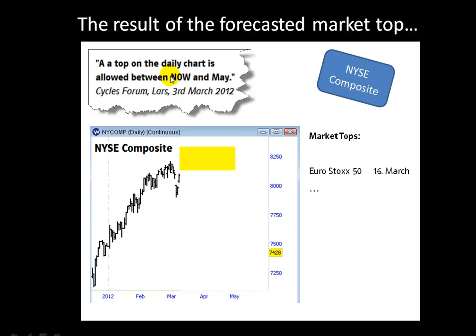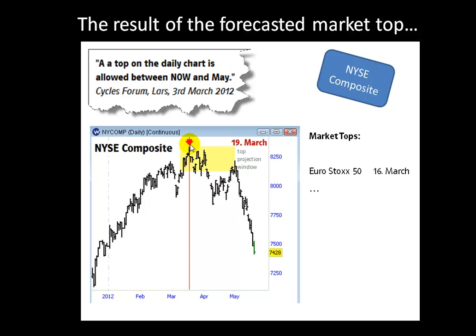A top is allowed between now and May. This was the analysis based on the weekly dominant cycle. Here we see the New York Stock Exchange Composite Index, and the yellow marked area is exactly the area which was projected between the beginning of March and May, where we would expect the markets to top. So this was the forecast, and now you see the result. The New York Stock Exchange Composite topped exactly on March 19th, so exactly in the window we projected.